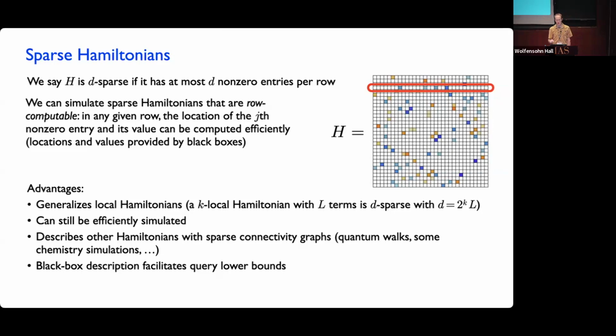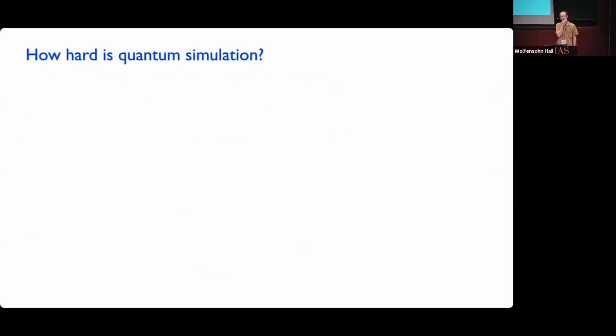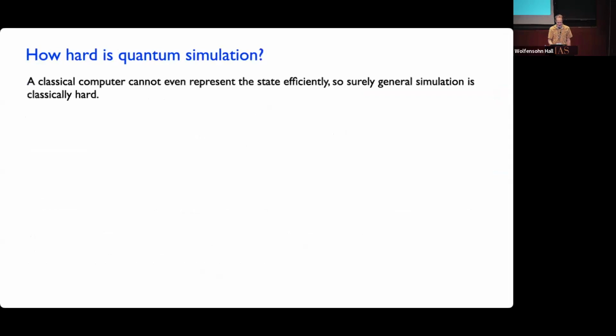Okay, great. So the next thing I want to do, now that I've said precisely what the Hamiltonian simulation problem is, is say a little bit about some issues related to the computational complexity of Hamiltonian simulation. So how hard is this problem, simulating the dynamics of some given Hamiltonian?